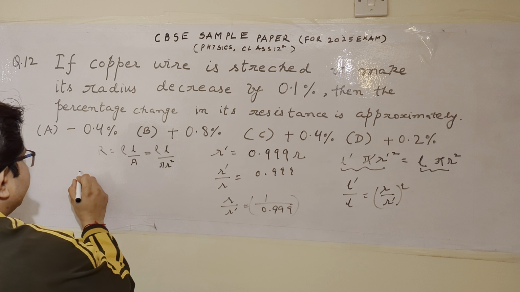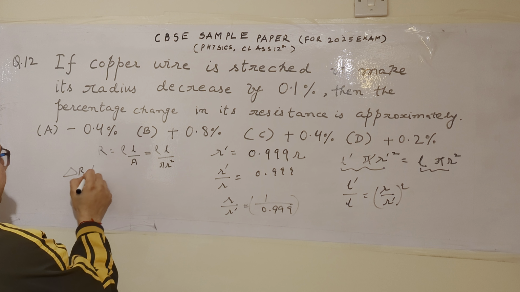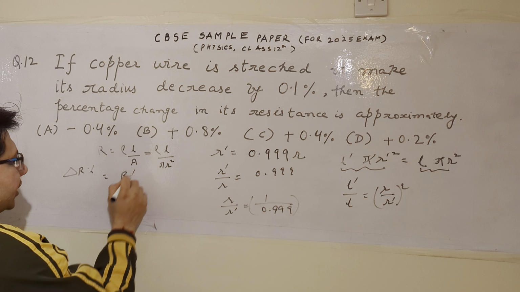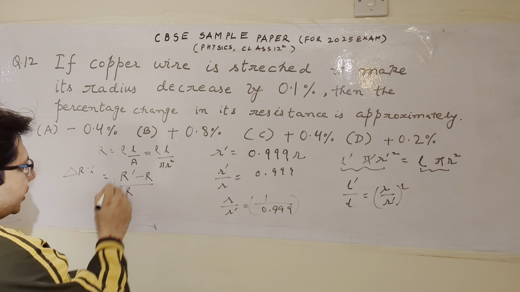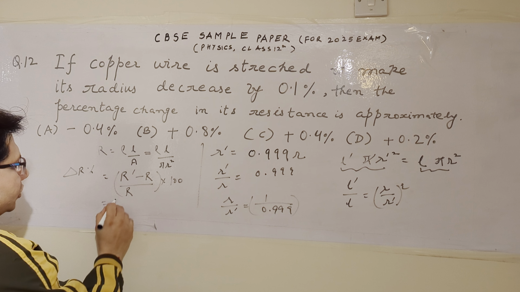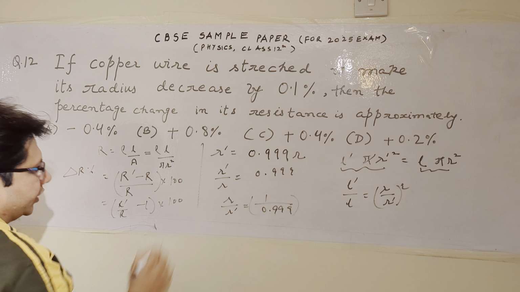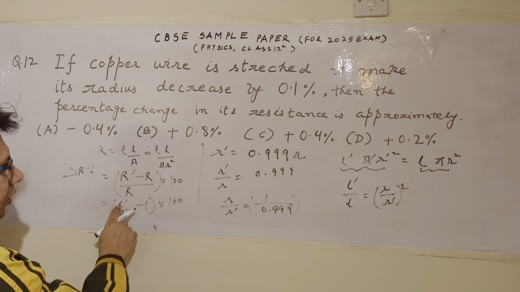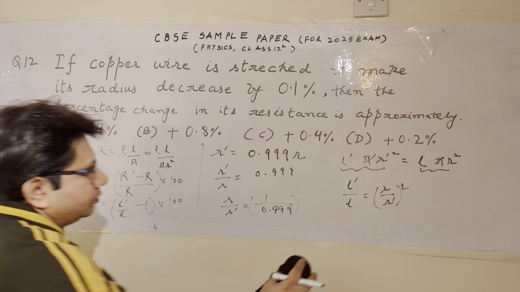Now the change in resistance, which we have to calculate in terms of percentage, is given by the new resistance minus the earlier resistance, divided by the earlier resistance, multiplied by 100. So this value comes out to be R dash upon R minus 1, into 100. Now we can calculate the value of R dash upon R.